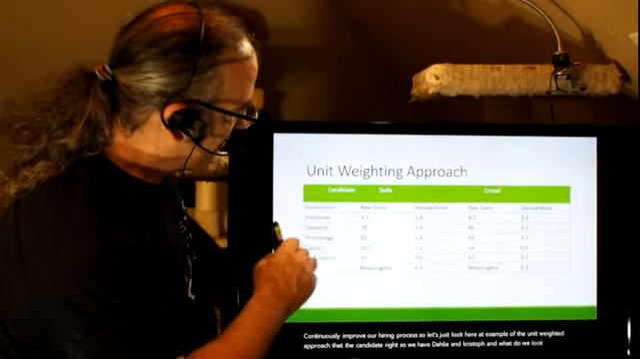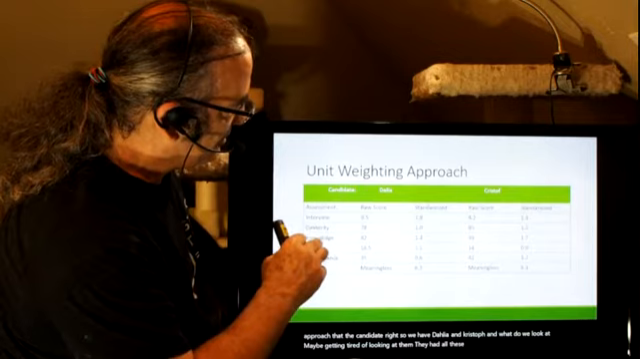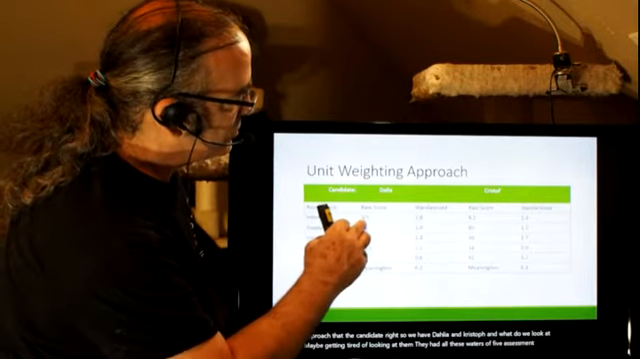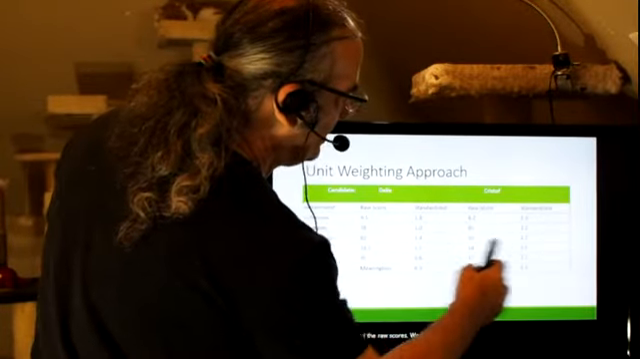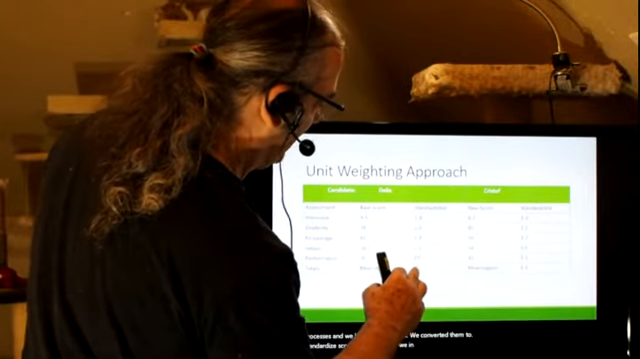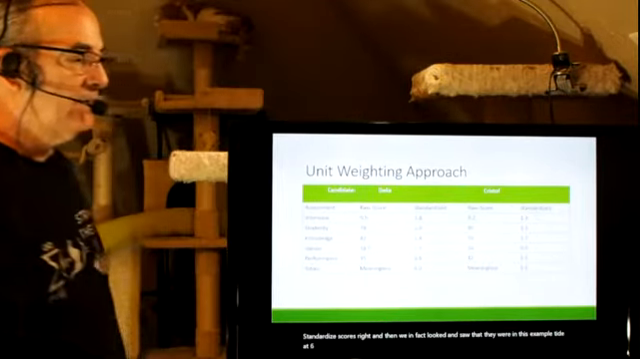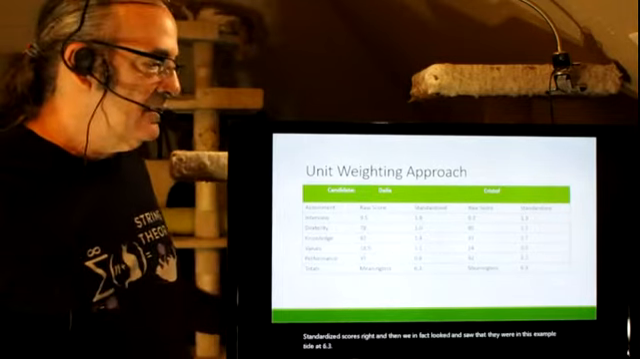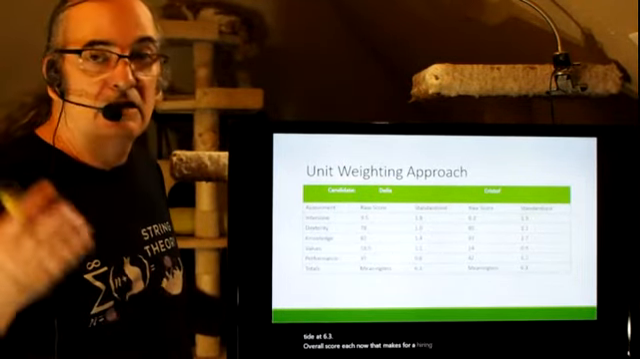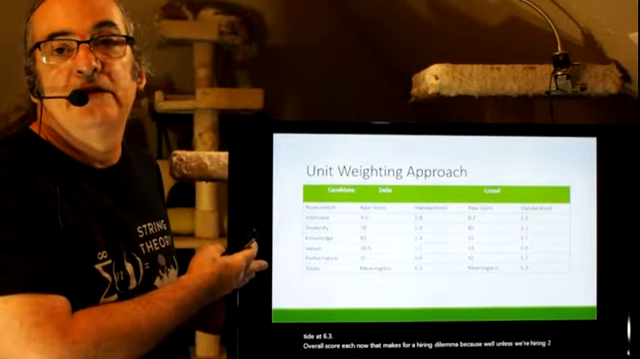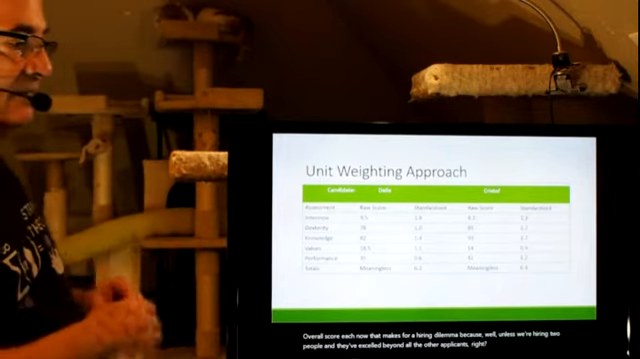And maybe you're getting tired of looking at them. They had all these 5 assessment processes, and we had the raw scores. We converted them to standardized scores, right? And then we, in fact, looked and saw that they were, in this example, tied at 6.3 overall score each. Now, that makes for a hiring dilemma because, unless we're hiring 2 people and they've excelled beyond all the other applicants, right? This is where we kind of left off.